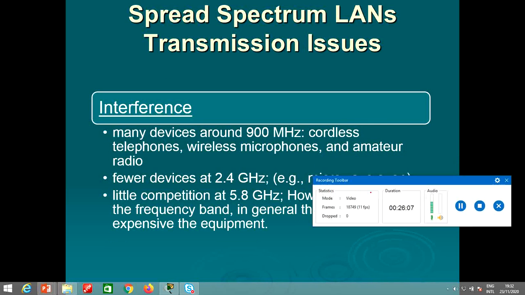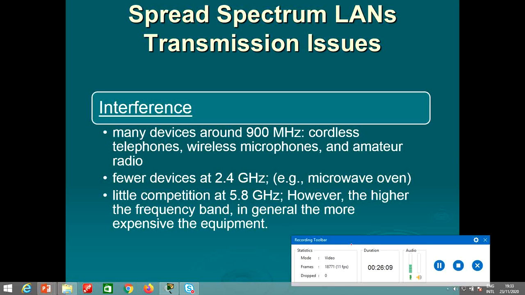Alright, now let's talk about potential interference rules. The potential for interference must be considered. There can be interference. There are a number of devices that operate around 900 megahertz, which include cordless telephones, wireless microphones, and amateur radio.